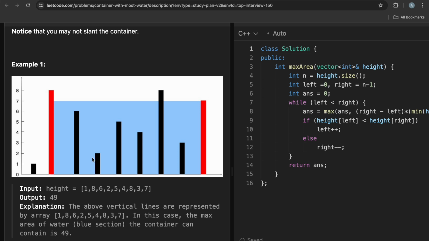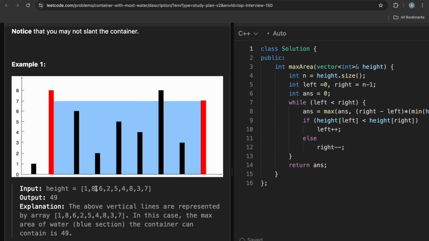Like consider example number one: 1 8 6 2 5 4 8 3 7. So these are the bar heights which are given to us in the array form, and we have to find the maximum amount of water which we can fill. So if you consider any two elements of this array, so this is 8 and this is 7, we can see that the water standing would have a length equal to the difference in the indexes.